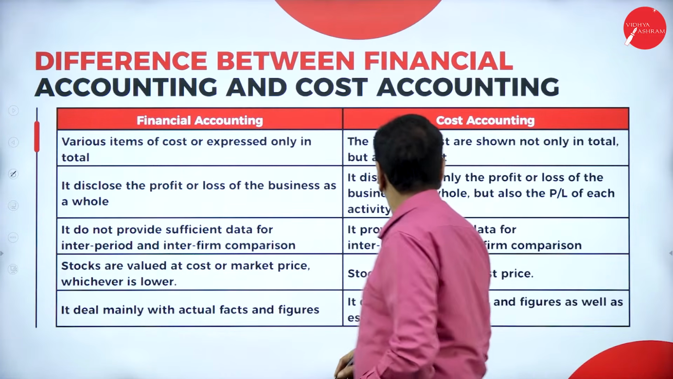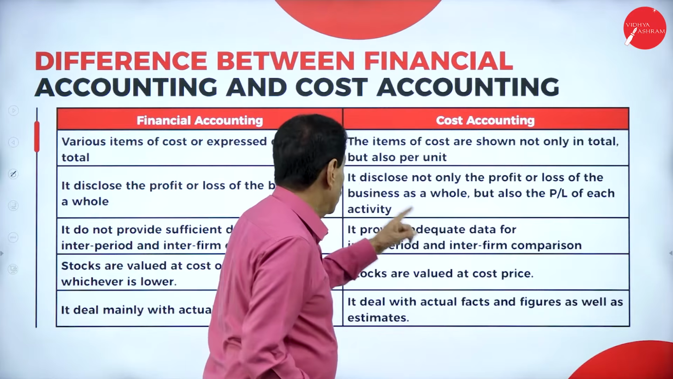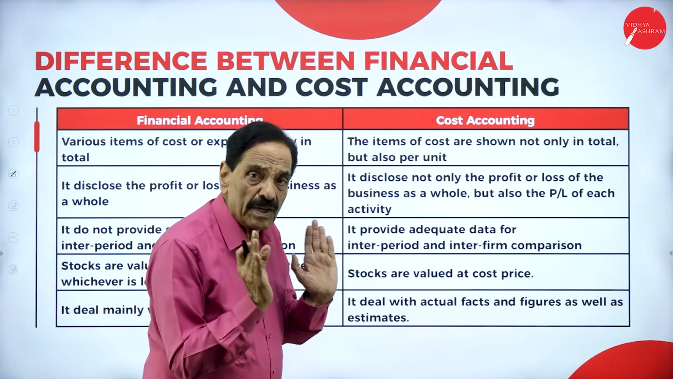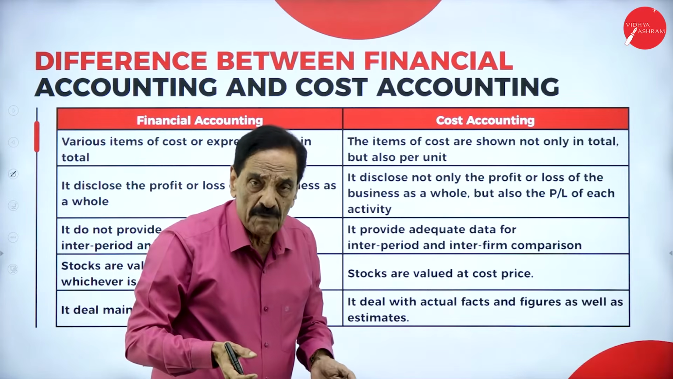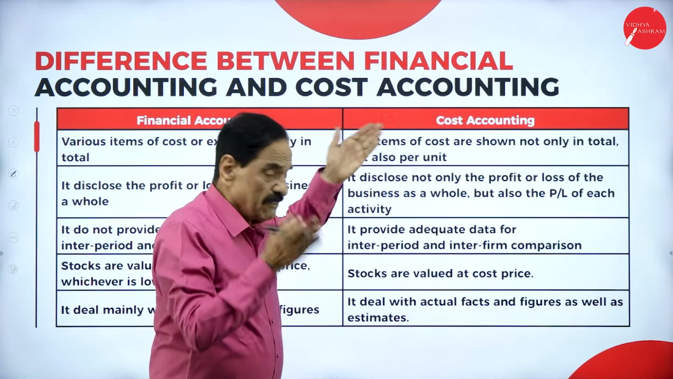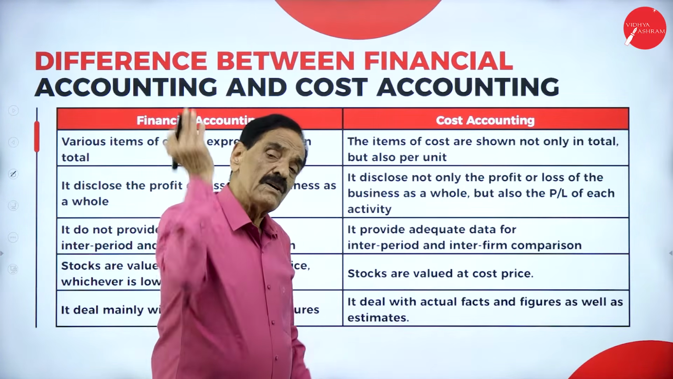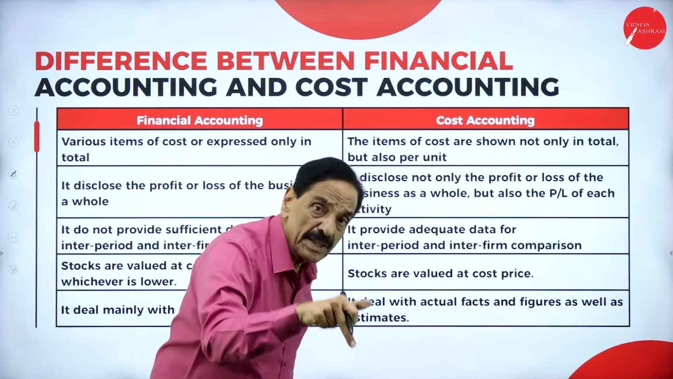The items of cost are shown not only in total but also per unit. Here, per unit, we won't say overall, we say what the total cost is. Here we'll find out the total cost, and we'll also find out the cost per unit.